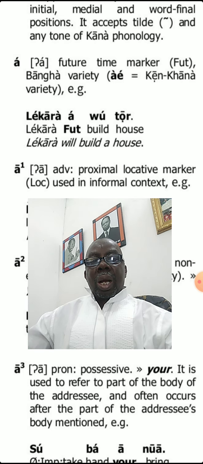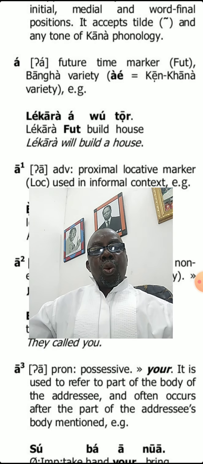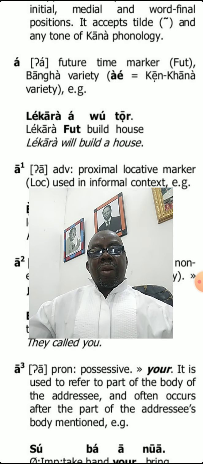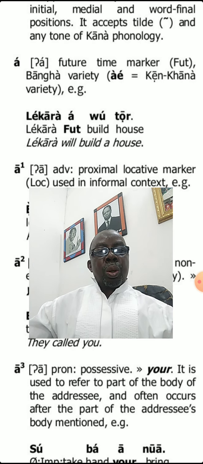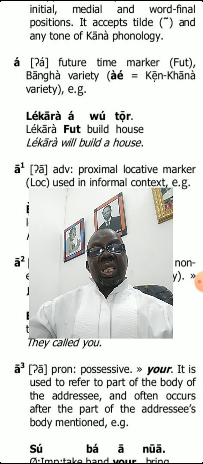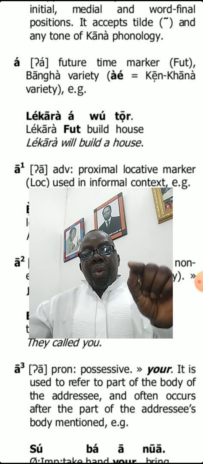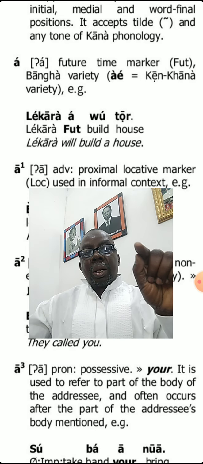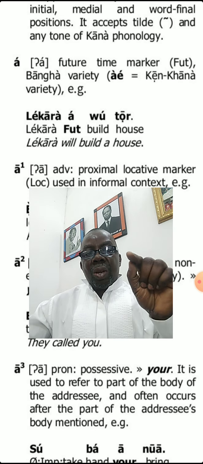Then you now look at the sentence Lekara a wu to. Now, in the example that I presented, you take a look at the first sentence in Kana in bold letters, Lekara a wu to. Then you now see the second sentence in Kana. Then that second sentence in this example is the transliteration. It gives you the word to word equivalent.